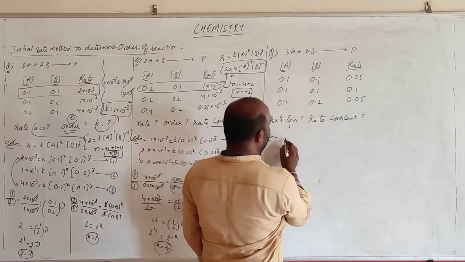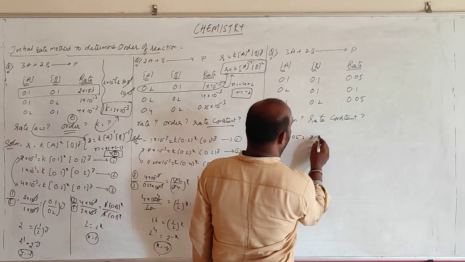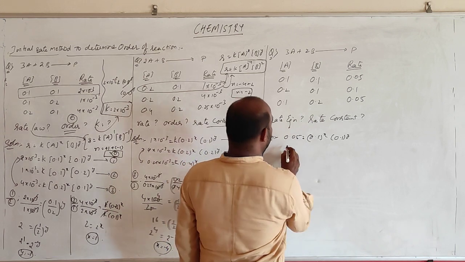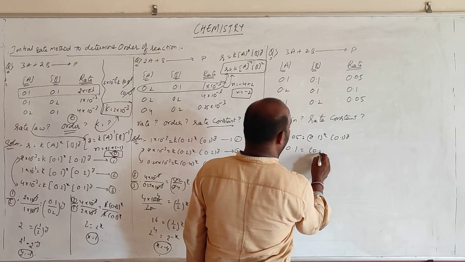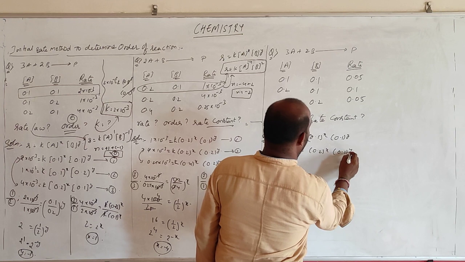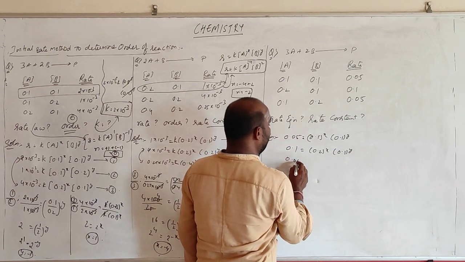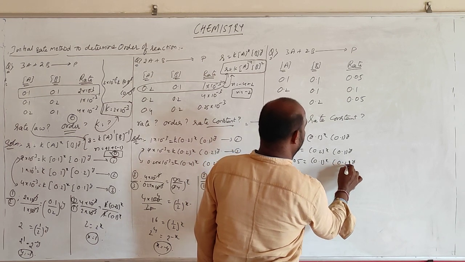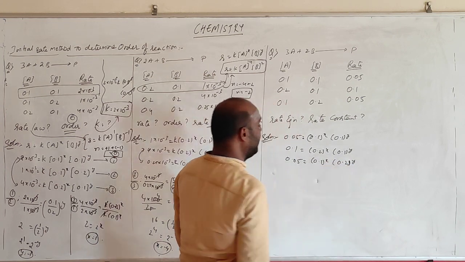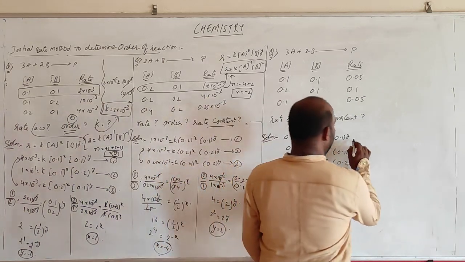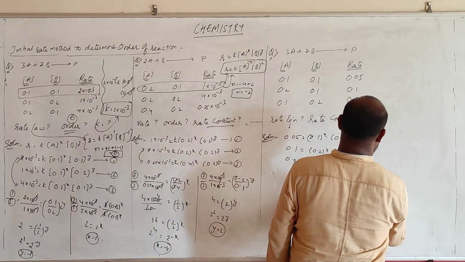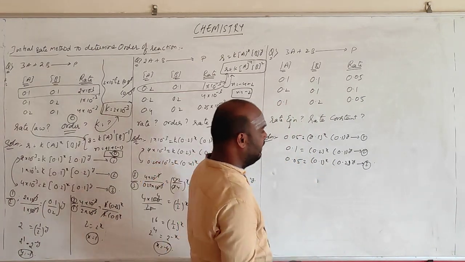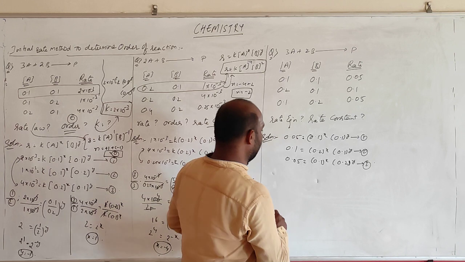For the first experiment, the rate 0.05 is equal to k times 0.1 to the power x, 0.1 to the power y. For the second equation, 0.1 is equal to k times 0.2 to the power x, 0.1 to the power y. Next, 0.05 is equal to k times 0.1 to the power x, 0.2 to the power y. Take these equations one by one: 1, 2, and 3.